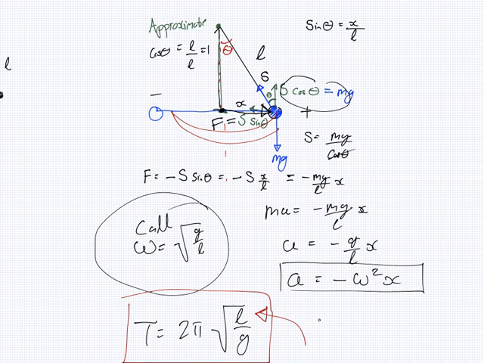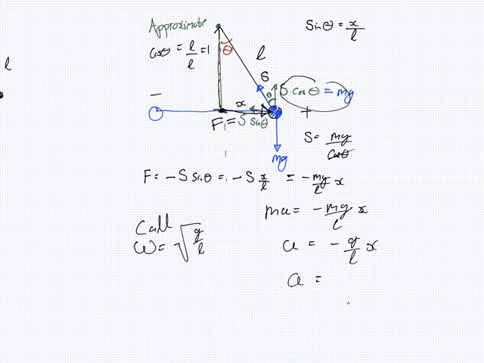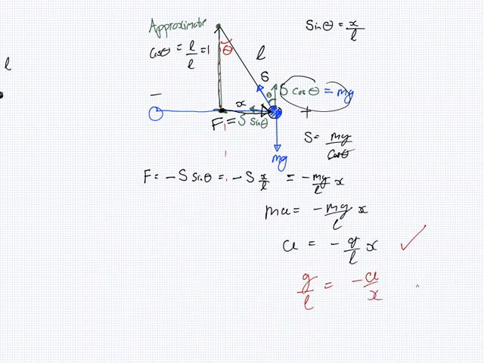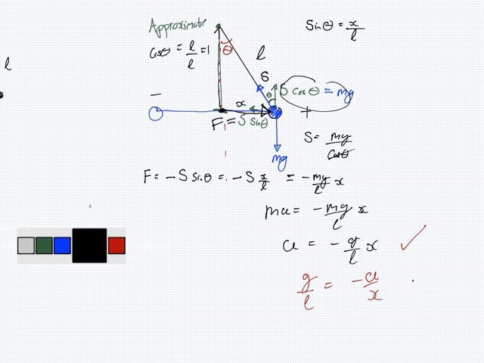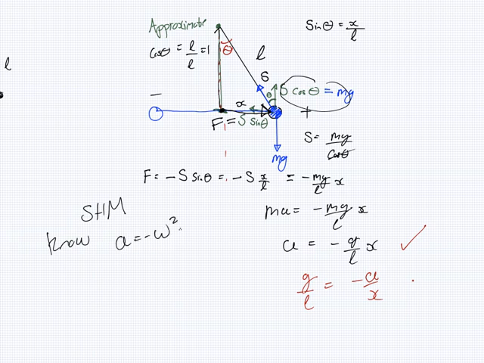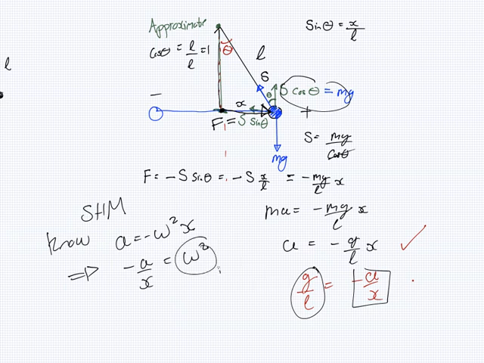Well, if you're not happy with that, let me just do it this way instead. If I go backwards a little bit. Are you happy up to here? Yeah. Okay, so I can rewrite this as g over L equals minus a over x. Are you happy with that? Okay, now, because this is simple harmonic motion, you know that a equals minus omega squared x. So you can say that minus a over x equals omega squared. True? Yeah. But minus a over x is equal to g over L. So it must be that the omega is root g over L. So that means the T is 2 pi root L over G.